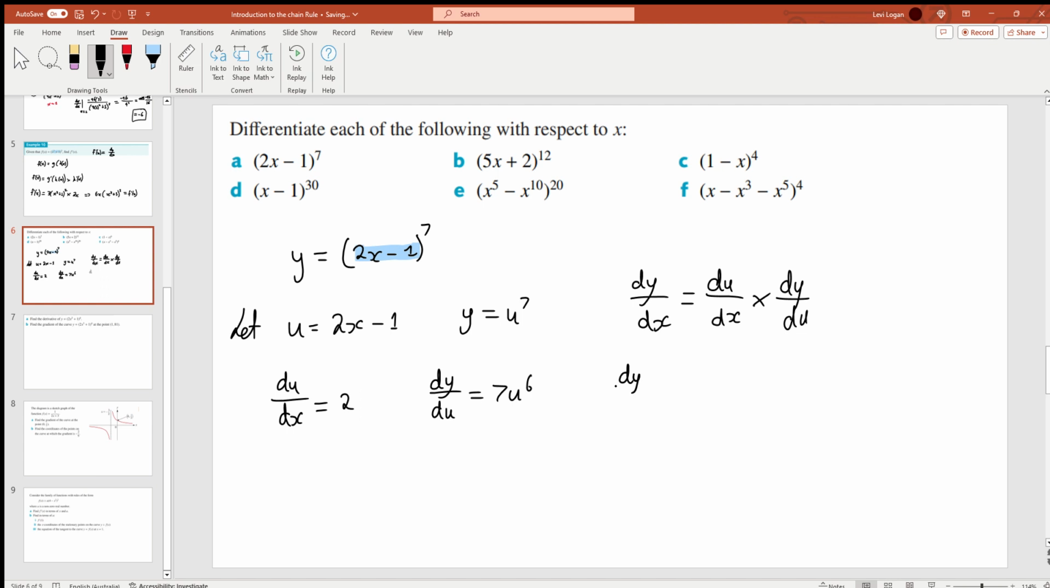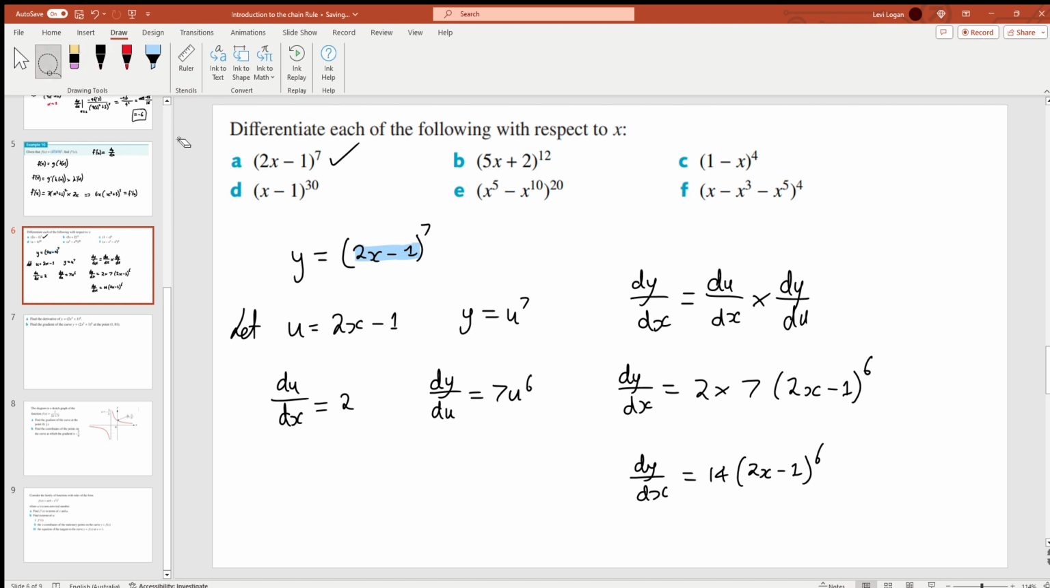So that means dy/dx is going to be 2 times 7. And now we substitute that back in our u, which is 2x minus 1 all to the power of 6. So that means dy/dx is 14(2x minus 1) to the power of 6. And that's how you do question A. So that one's done. Let's move on to the next question.